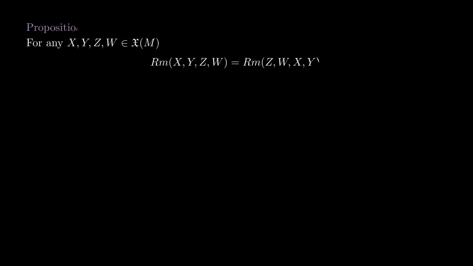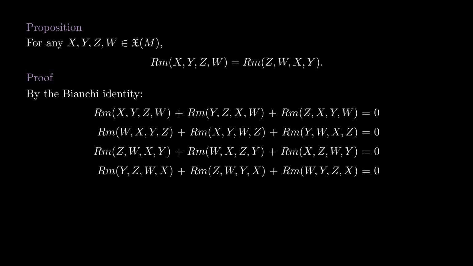With the Bianchi identity, we can prove another property of the curvature tensor. Rm(x, y, z, w) equals Rm(z, w, x, y), meaning that we can swap the first two entries with the last two entries. To prove this, we apply the Bianchi identity 4 times. We change the sign of the second and third expressions and add everything. Everything cancels out except for the terms we care about.